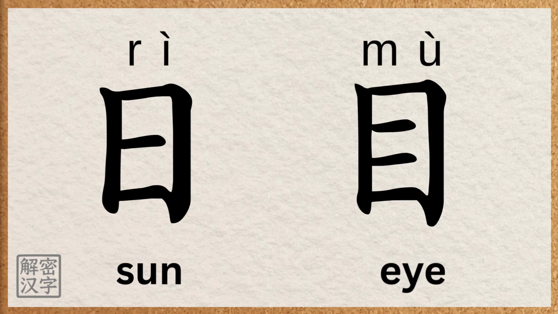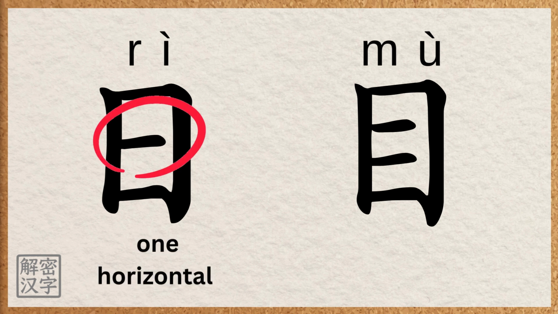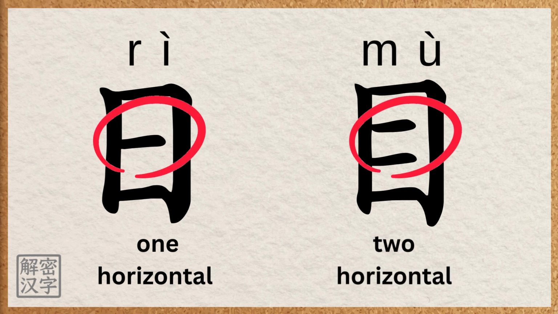Do you remember the character zhi, the character for sun, that we learned before? Zhi and mu look almost like twins at first glance, and beginners often confuse them. The key difference is simple. Zhi has only 1 horizontal stroke inside, while mu has 2. This extra stroke changes the meaning completely.